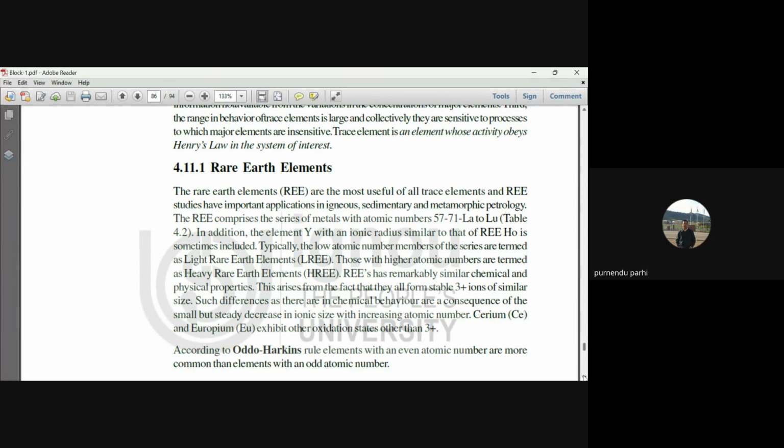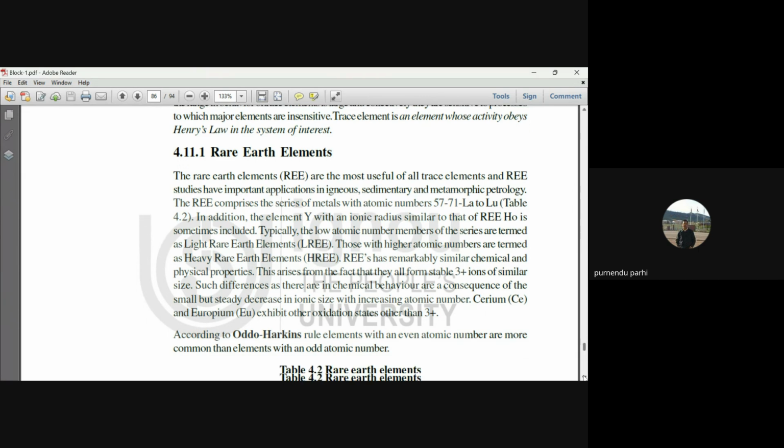In addition, the element yttrium, which has an ionic radius similar to that of the rare earth elements, and hafnium, are also sometimes included. Typically, the low atomic number members of the series are termed light rare earth elements. Those with higher atomic numbers are termed heavy rare earth elements.